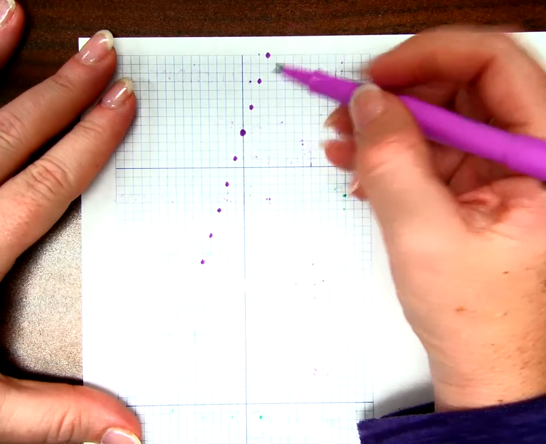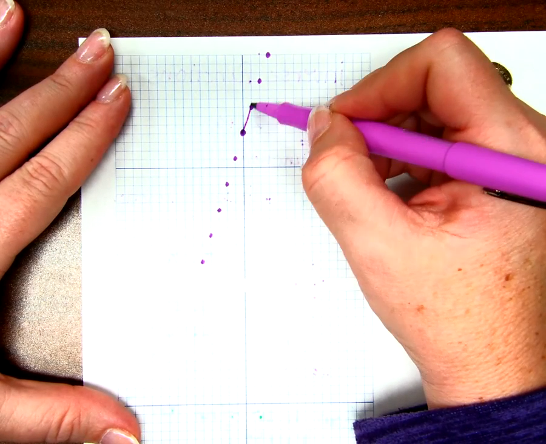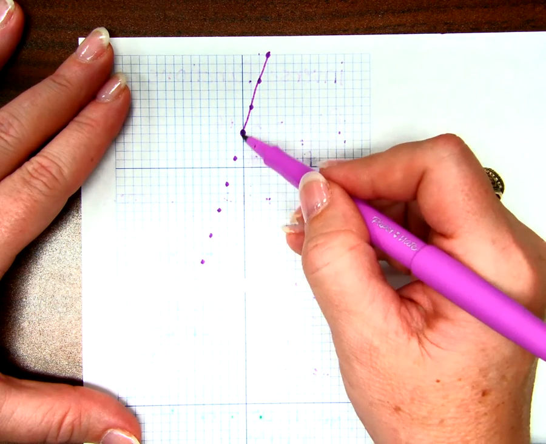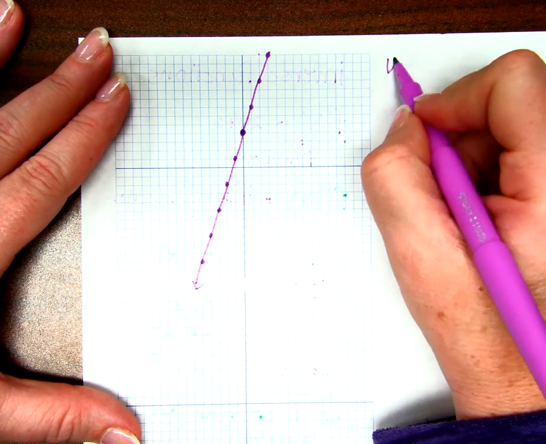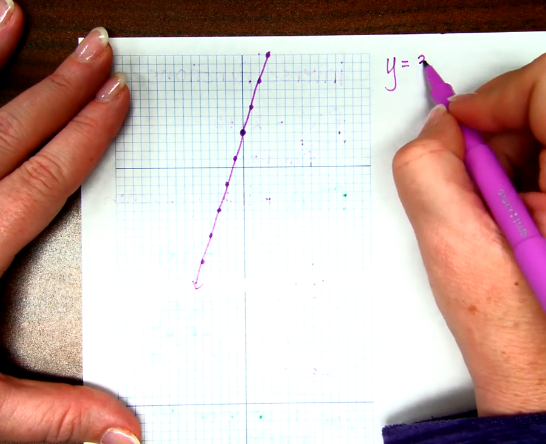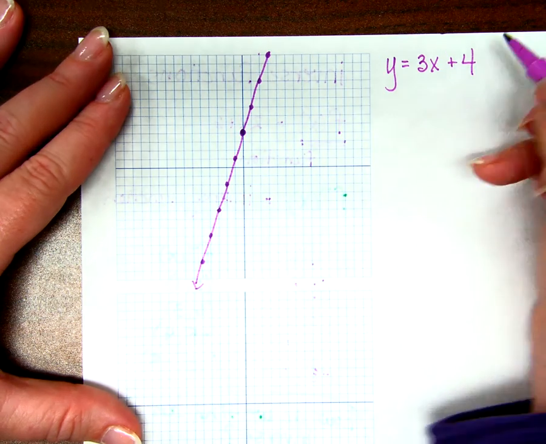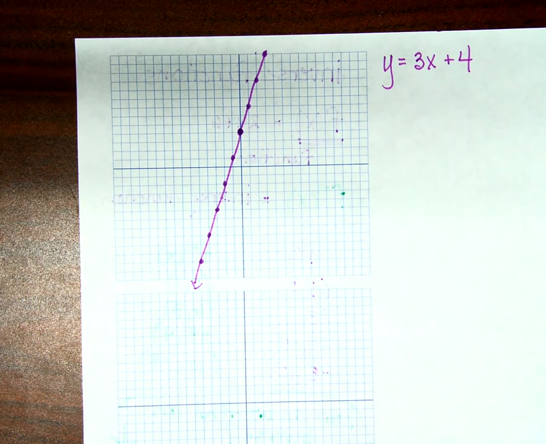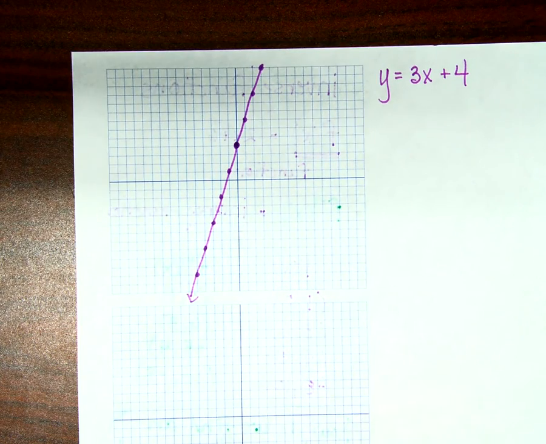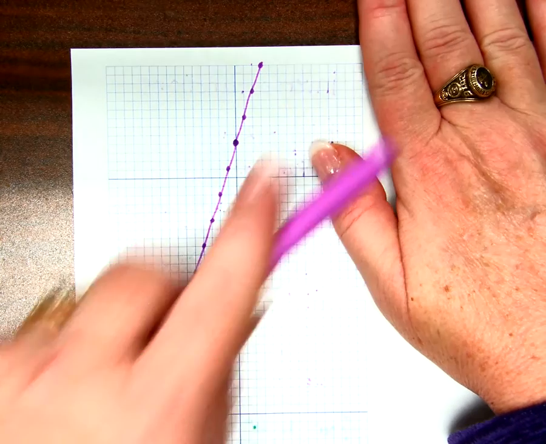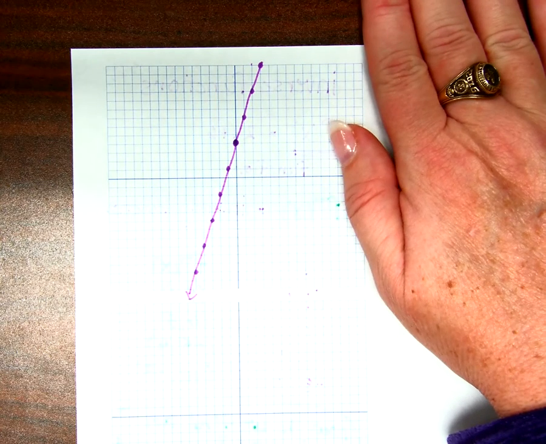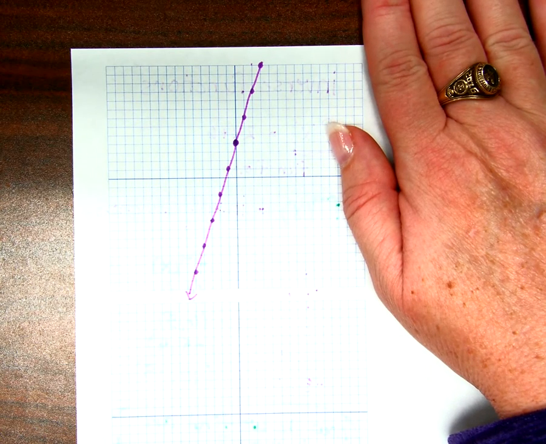Well, if that's true, what's the equation of that line that I just drew? Y equals mx plus b. So 3x plus 4. You okay with that? What if I said, find the inverse of this graph, but I didn't give you the equation? What's one thing you could do?